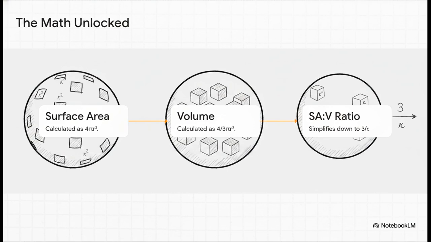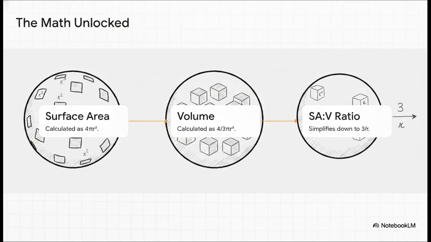Now, what's really wild is how we can actually see this geometric trap unfold. Let's watch the mechanics step by step. Step 1, to find the surface area of a sphere, the formula is 4 pi r squared. Notice how the radius, r, is squared? That is two-dimensional growth for the boundary membrane. But now look at step 2, the volume. The volume of a sphere is 4/3 pi r cubed. Cubed! That's three-dimensional growth for the inside of the cell.